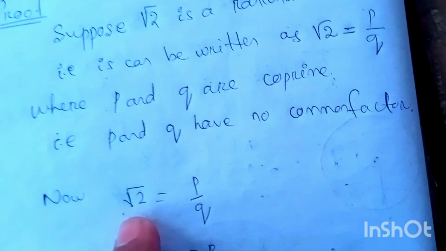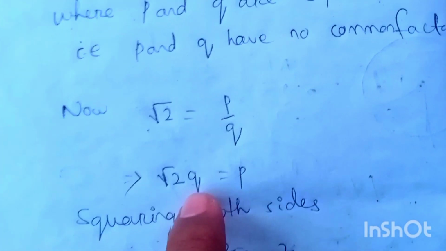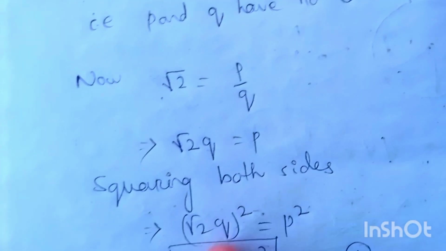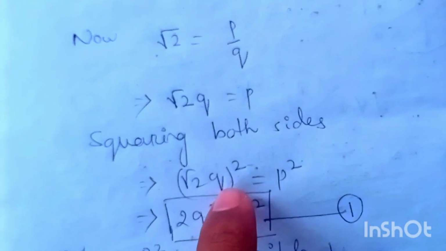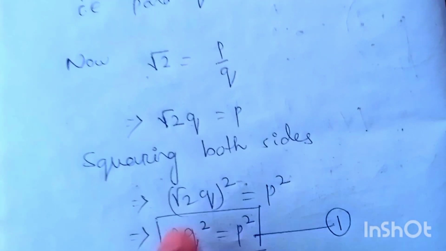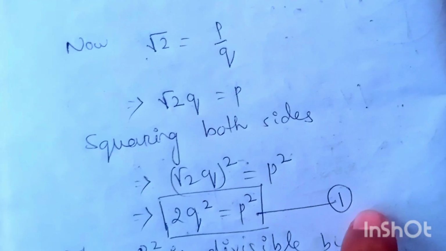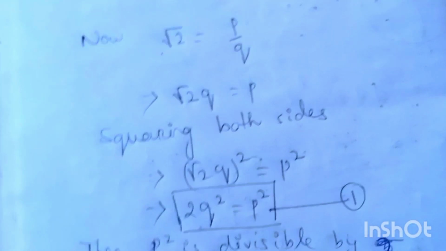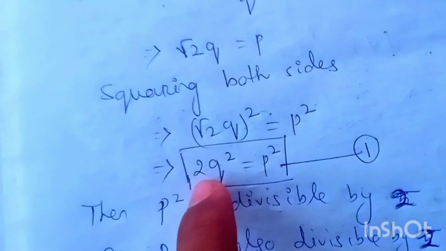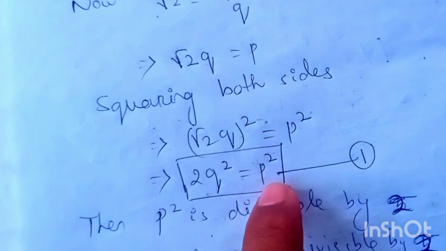Now root 2 is equal to p by q, where q is not equal to 0 because it is a rational number p by q. This implies that root 2 into q equals p. Now squaring both sides, we get 2q square equals p square. We will keep it in a bracket and call it equation 1.